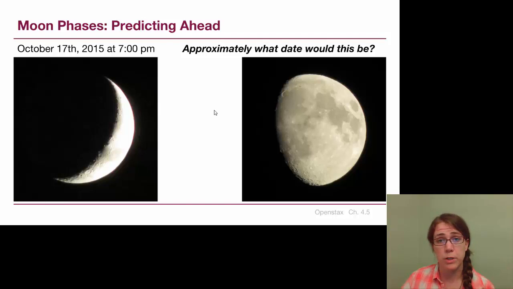So I took both of these pictures back in 2015. The one on the left is from October 17th of that year at 7 p.m. So the sun had set, and we're seeing the moon in a crescent shape. And I want you to estimate, a rough guess, what day the moon on the right of this slide would be. So pause the video and actually try to work yourself through it and write down a date before you continue. And then we'll talk ourselves through that.